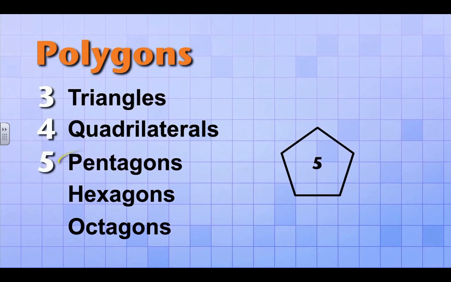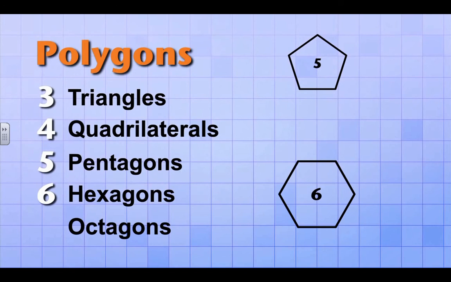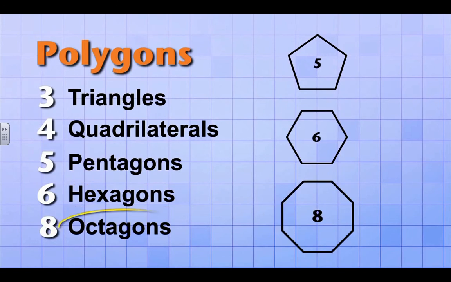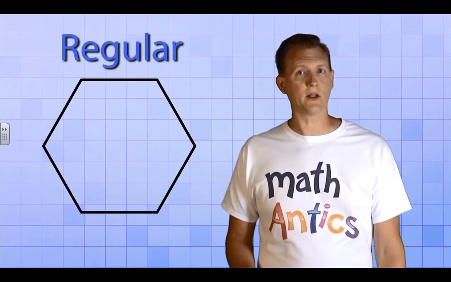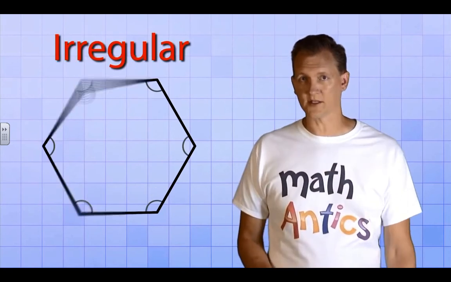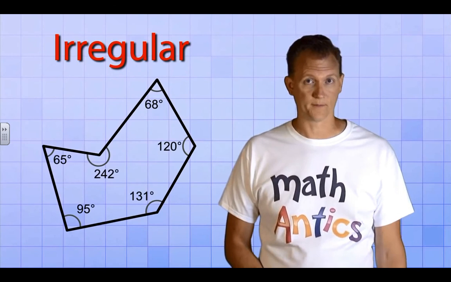Five-sided polygons are called pentagons. Six-sided polygons are called hexagons. And eight-sided polygons are called octagons. By the way, polygons that have 5, 6, 8, or however many sides like this are called regular polygons if all of their angles are equal, and irregular polygons if their angles are not equal.